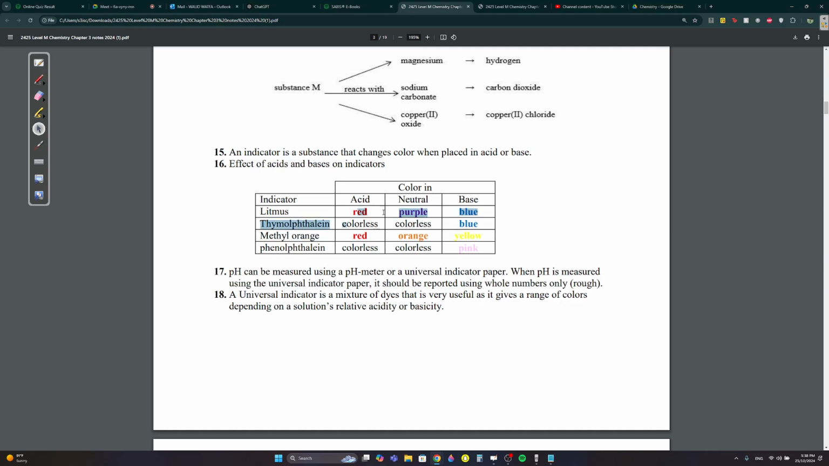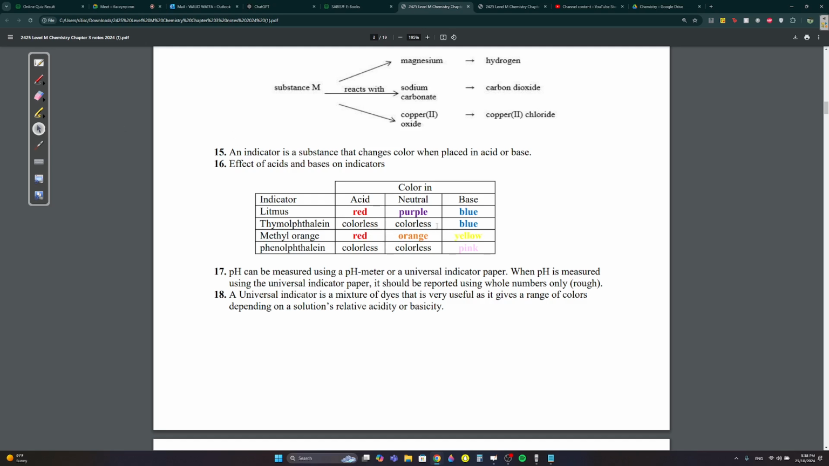Litmus goes from red to blue, but it's neutral purple. Thymolphthalein and phenolphthalein are always colorless except when with a base. I memorized phenolphthalein is P, so it's pink, but thymolphthalein will be blue, kind of like the litmus. Methyl orange, obviously, normally would be orange. And then acid is red, base is yellow.